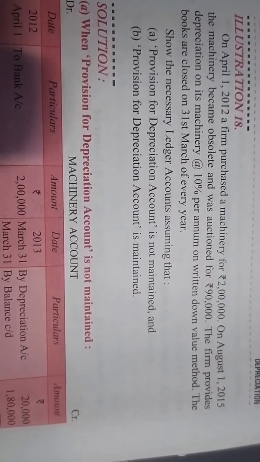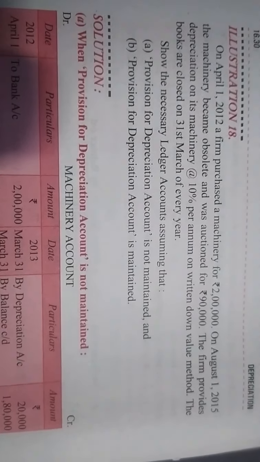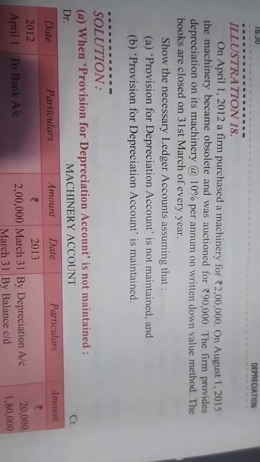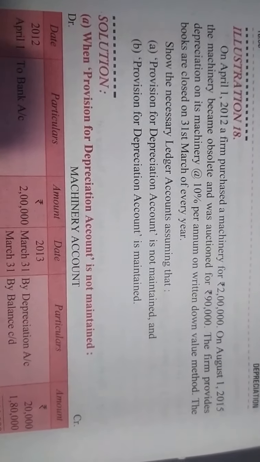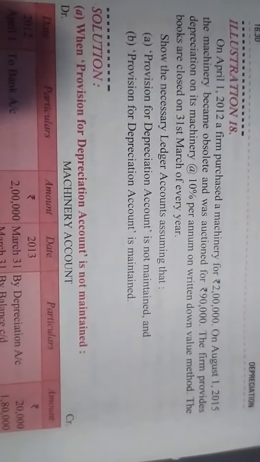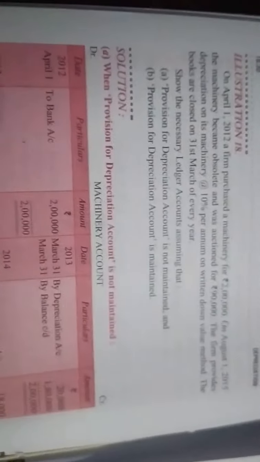The firm provides depreciation on its machinery at the rate of 10% per annum on the WDV method, written down value method. Now, on the basis of this method, I will explain the calculation of depreciation. Just see, the work has been prepared by me. With the help of the written down value method, how can depreciation be calculated?